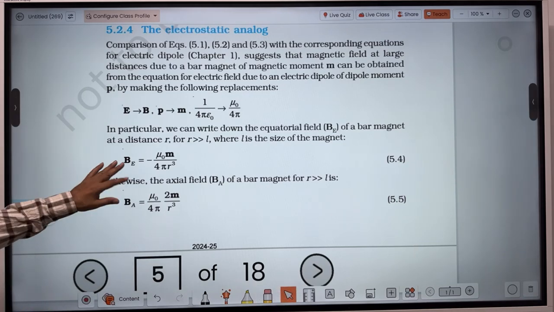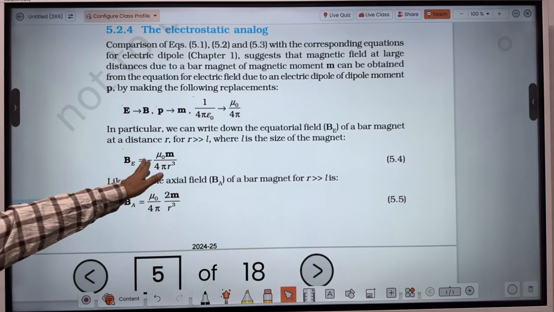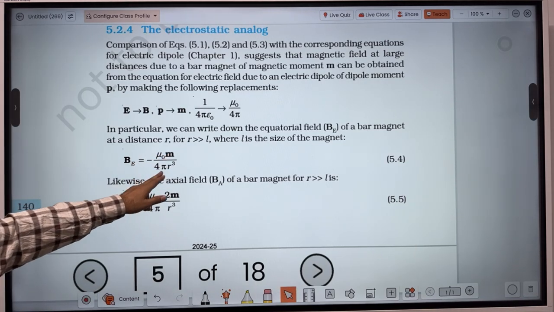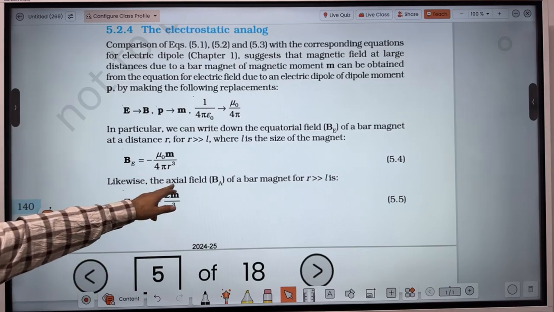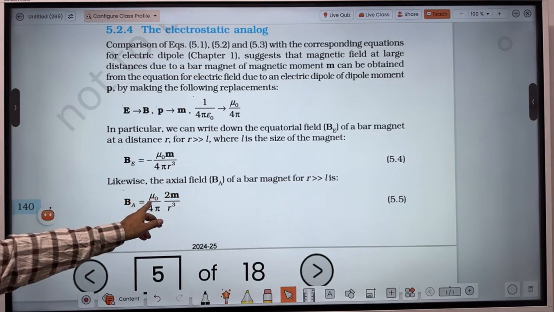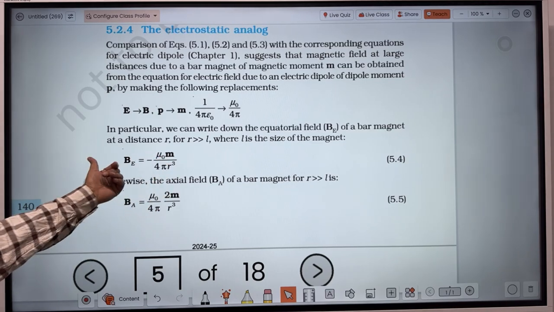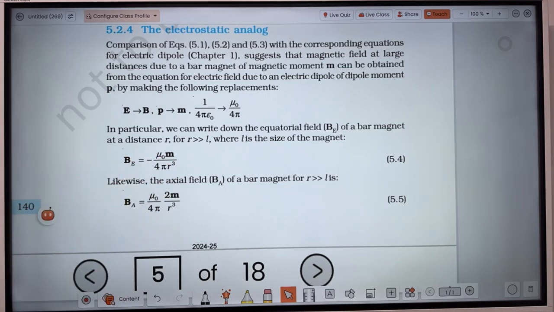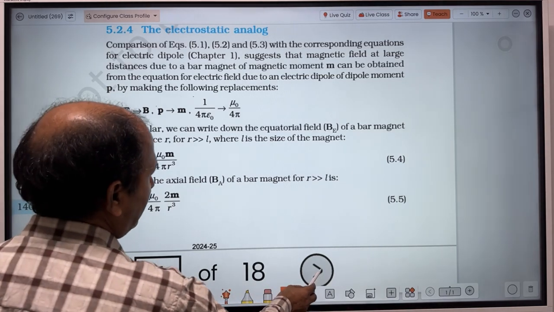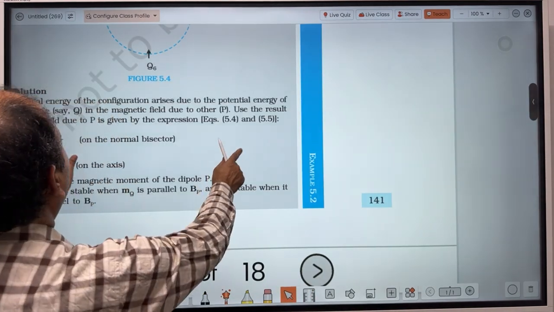So let's see here, B equatorial will be mu naught m divided by 4 pi r cube. Likewise, B axial will be mu naught upon 4 pi times 2m divided by r cube. Here the sign is just opposite, that is why a minus sign is used. Here the direction is just opposite, that is why a minus sign is used. Now, next point.